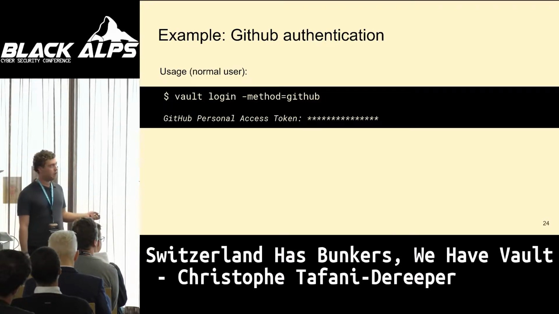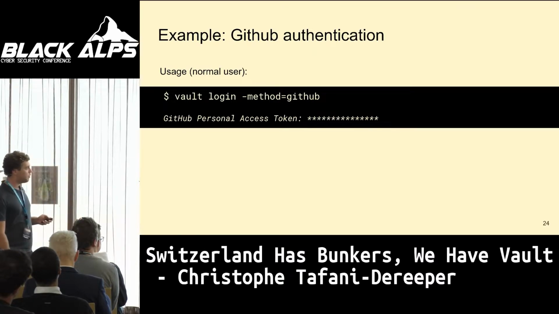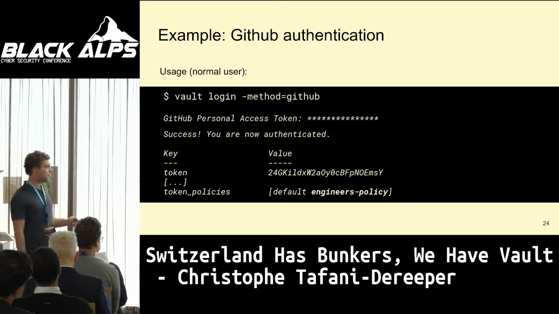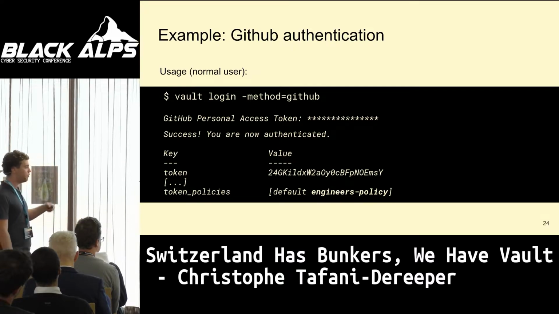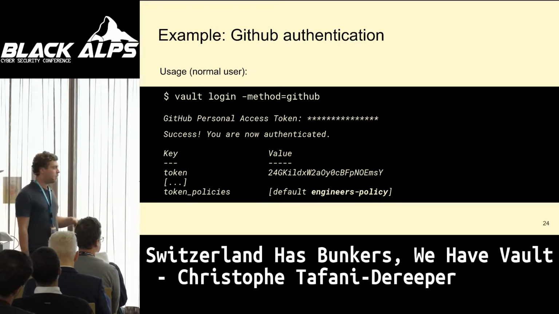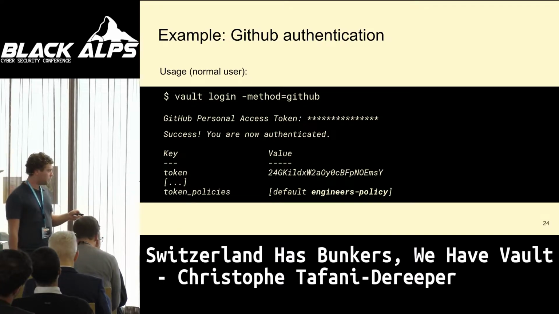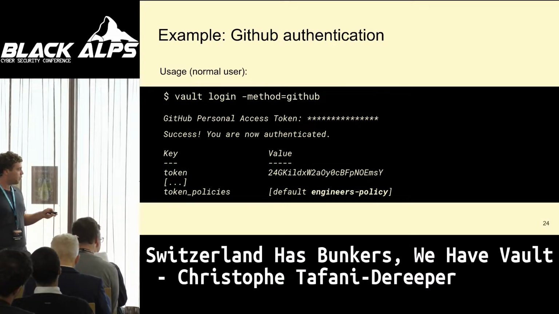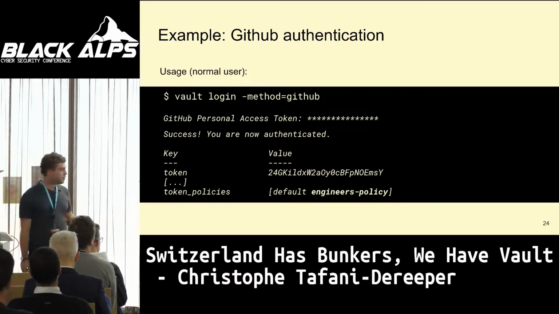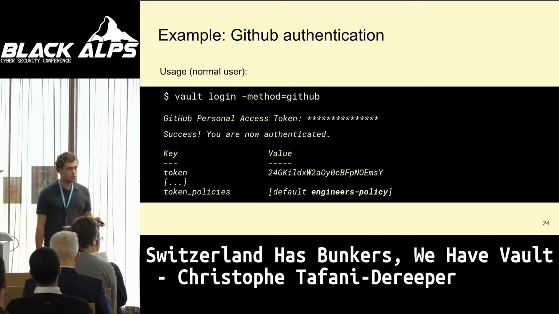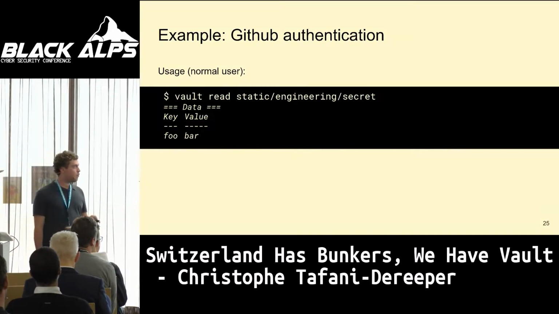And then as a user, it's very easy to use. You can just type in the CLI vault login with the GitHub method. You provide your GitHub access token, and then you get back a Vault token, which enables you to interact with Vault. In the case of the CLI, it will use it automatically. And as we can see in the token policies field, our token is bound to the engineer's policy that we defined before. So this is the way we do it.